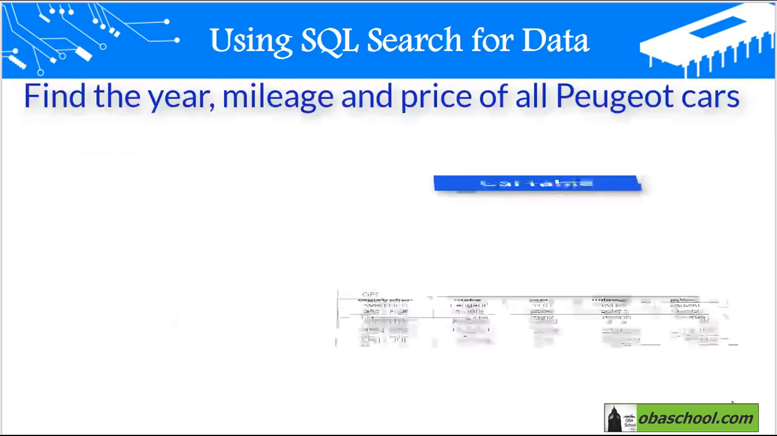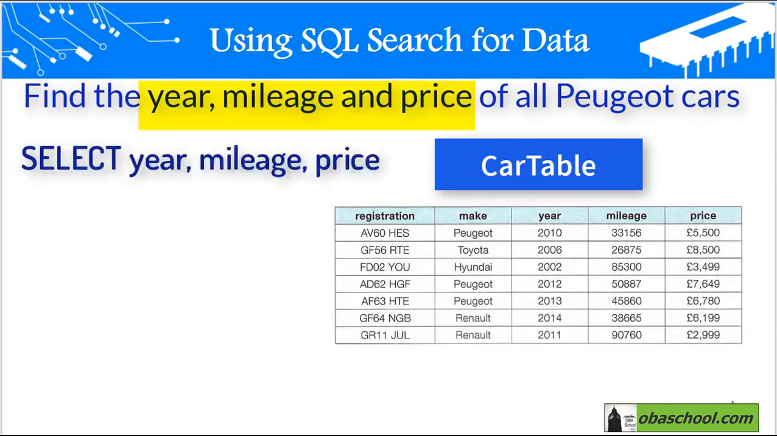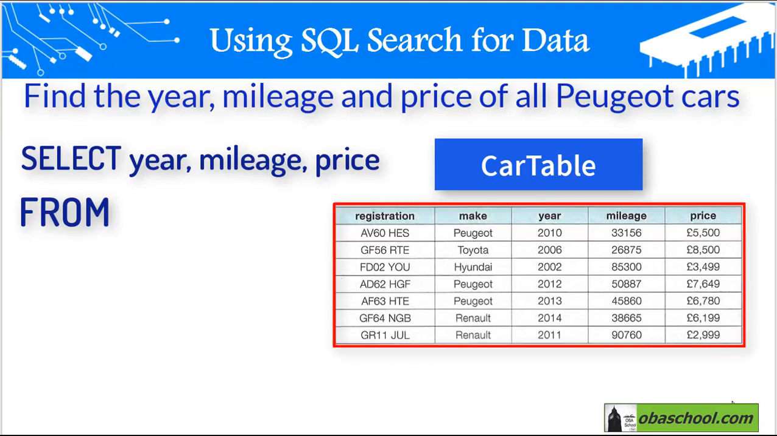We will take an example to use an SQL statement to find the year, mileage and price for all Peugeot cars. When we are asked to find, we are saying that we must select. So we select the year, the mileage and price, and then we put FROM. From where should we select? From the table car. So it's named car table.